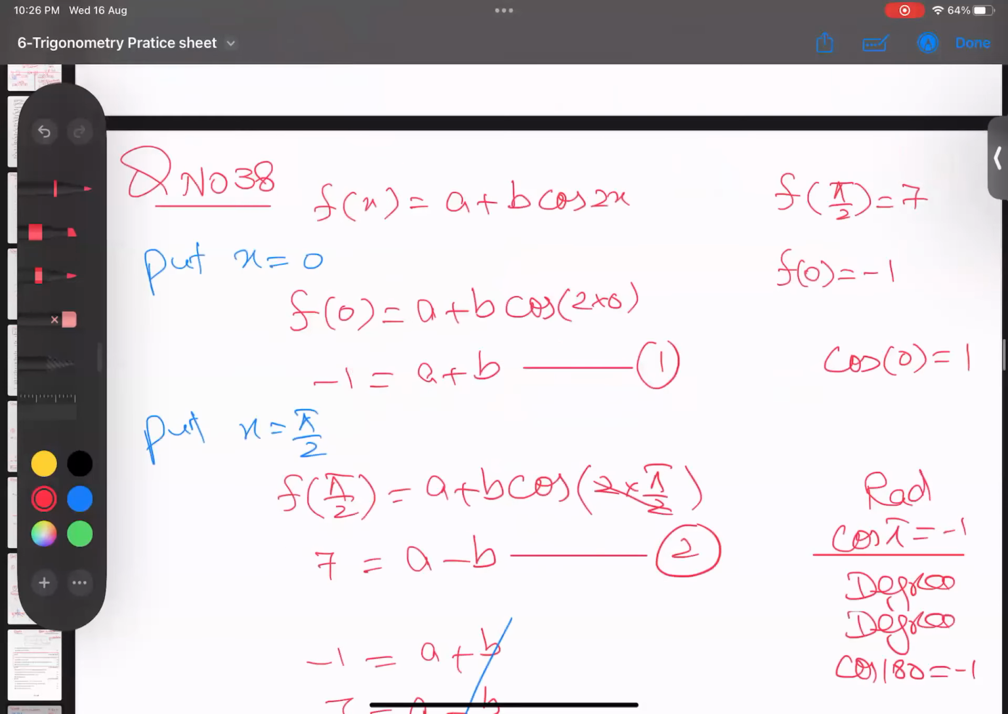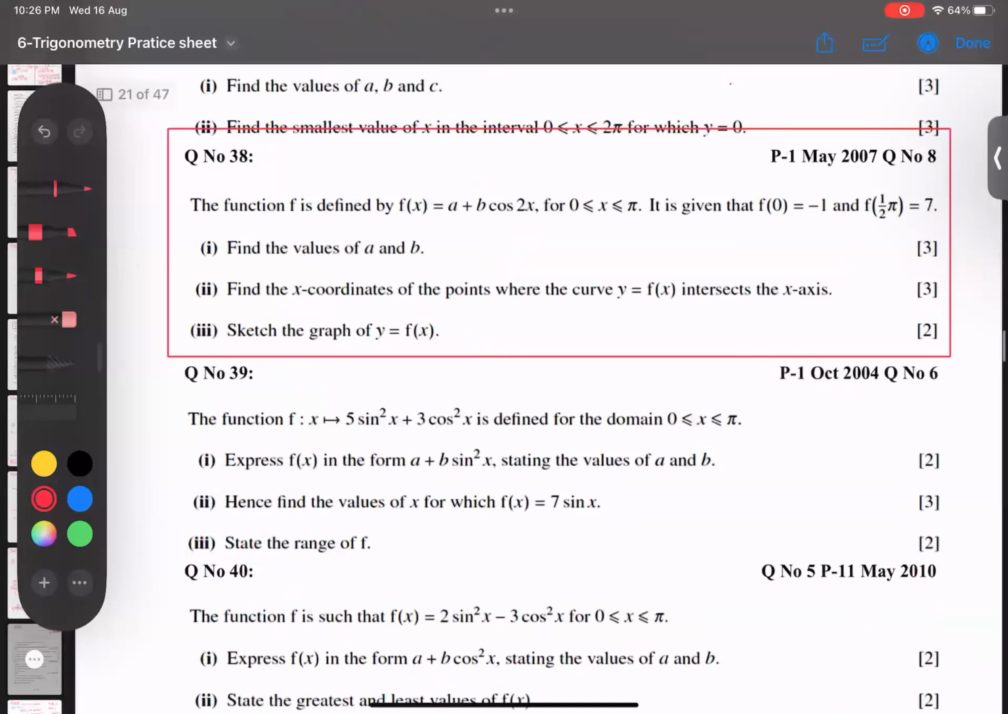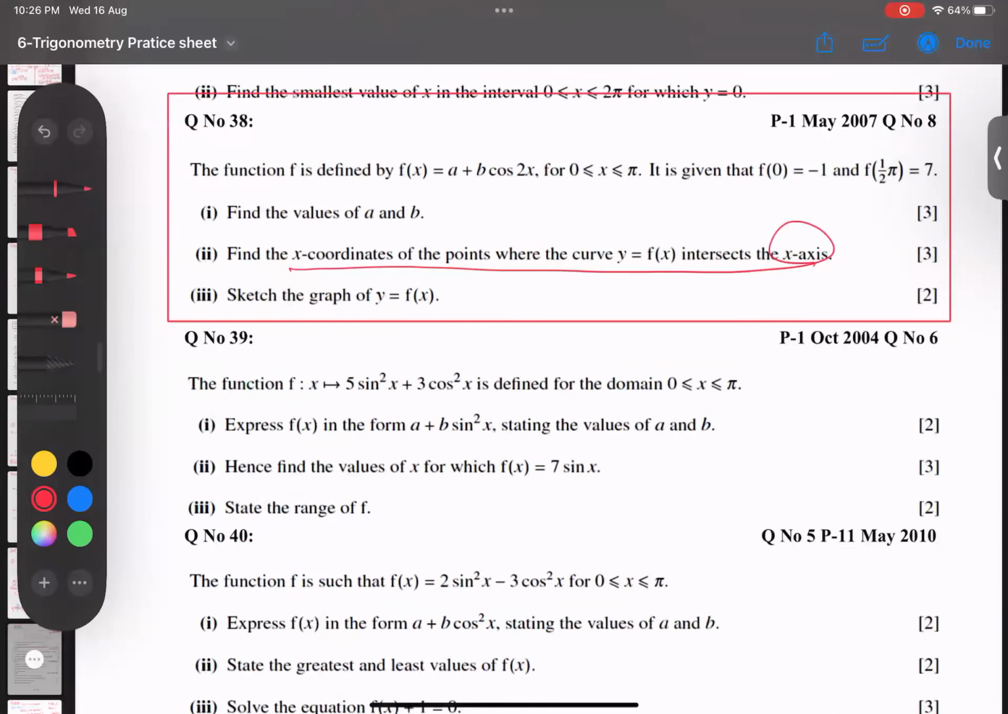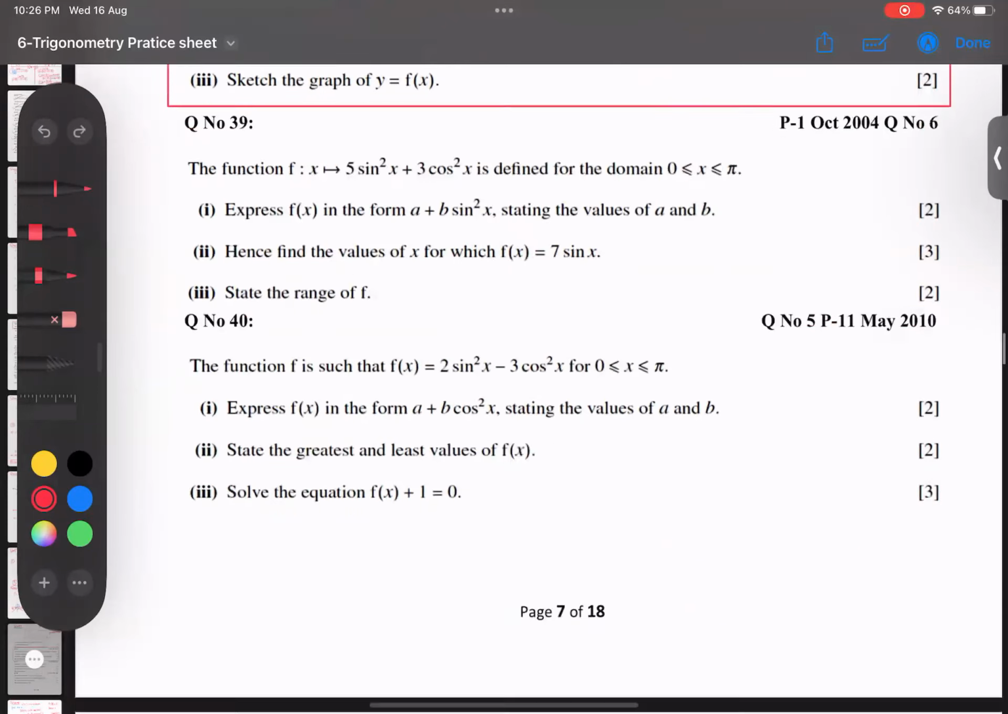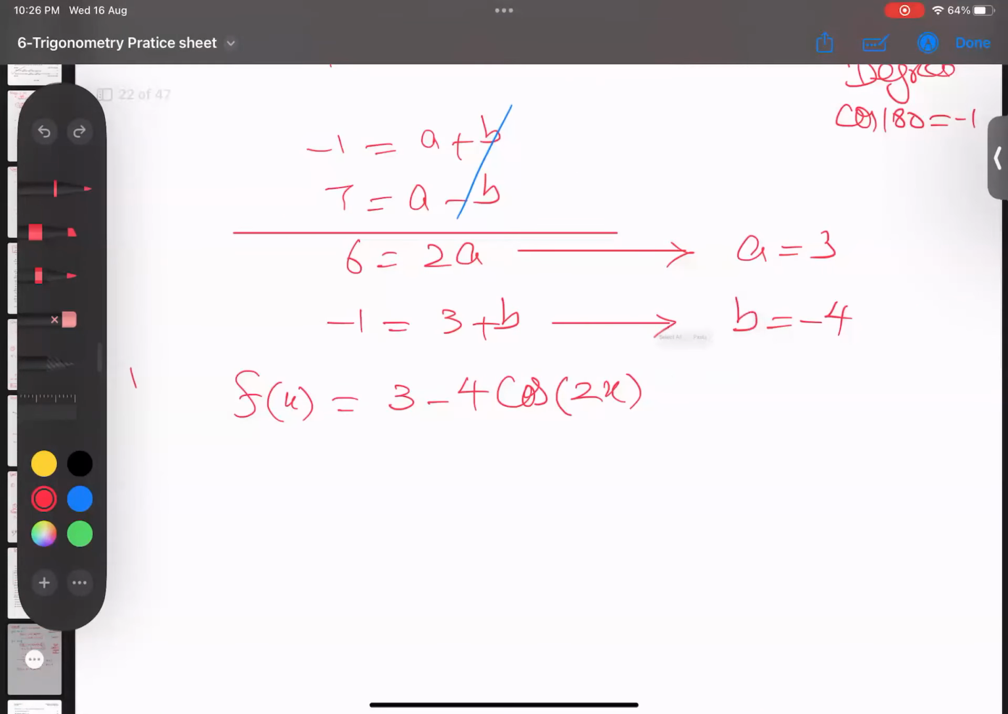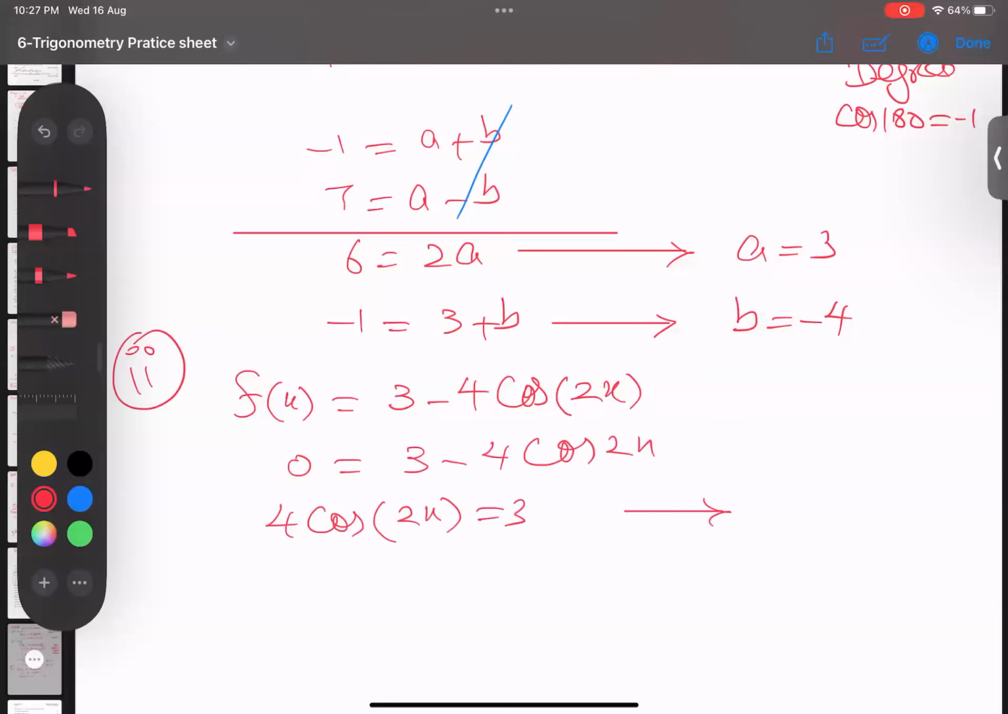I got it because he was asking us to find a and b, and then he asked for the x coordinate where it intersects the x-axis. Whenever any curve cuts the x-axis, it means always y is 0 here. So when it is cutting the x-axis, plug in y equals 0. So part number 2, I will put y, meaning f of x, equal to 0. When I put 0 here, students, I'm going to find x values. This whole thing will come to the left side. I get 4 cos 2x equals 3. 4 will divide, and I get cos 2x equals 3 upon 4.